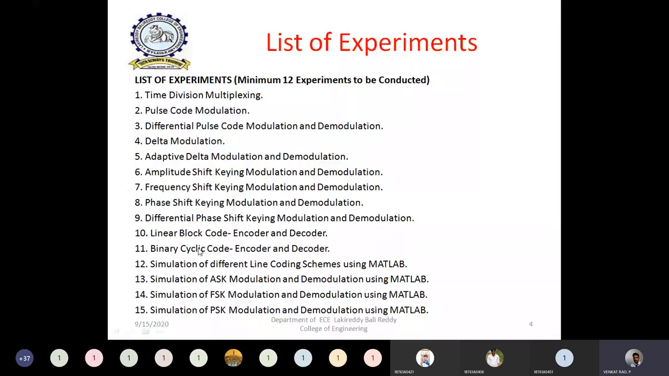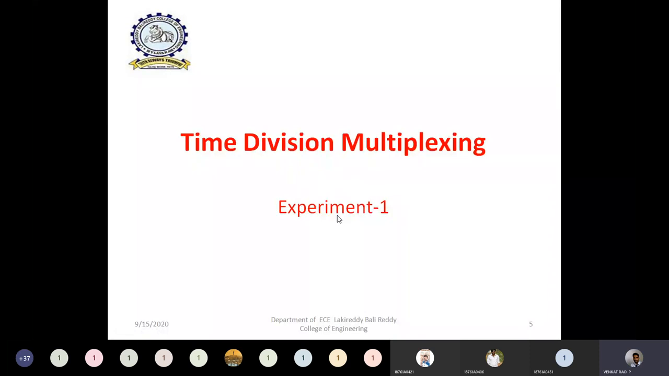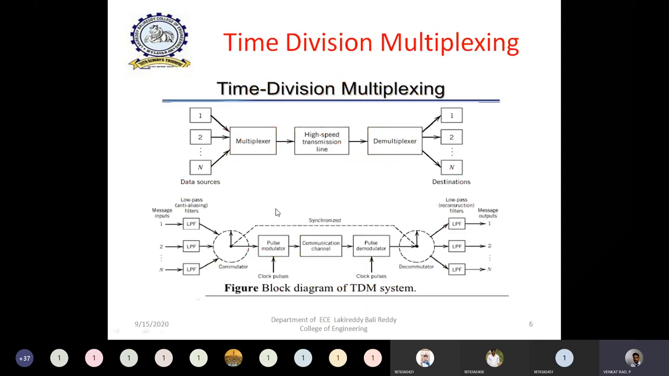Coming to the first experiment, that is time division multiplexing. What is time division multiplexing, what is its use, and how is this multiplexing technique used in real-time communication systems? We'll see. This is the general block diagram of time division multiplexing in a communication system. This is the broad multiplexing process. Whenever there are a number of data sources, these data sources are transmitted in a single communication line by using a multiplexing technique.